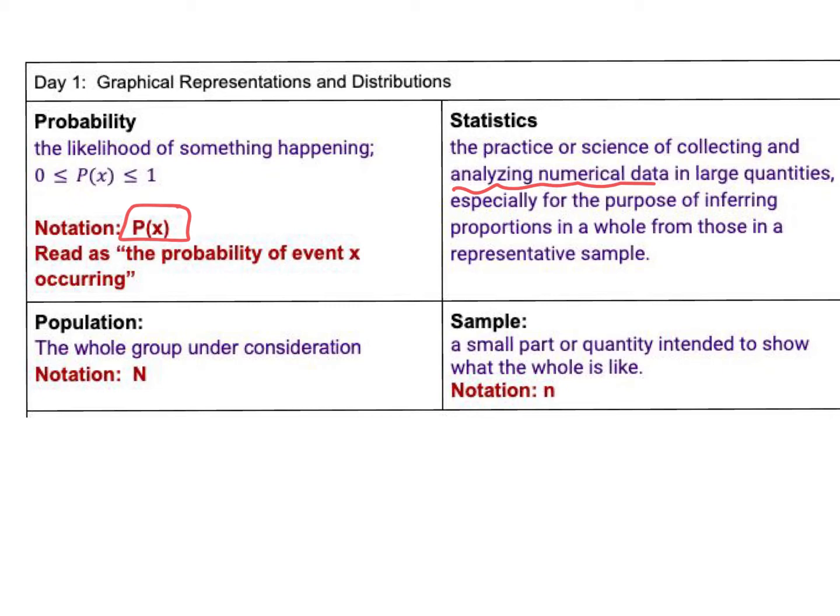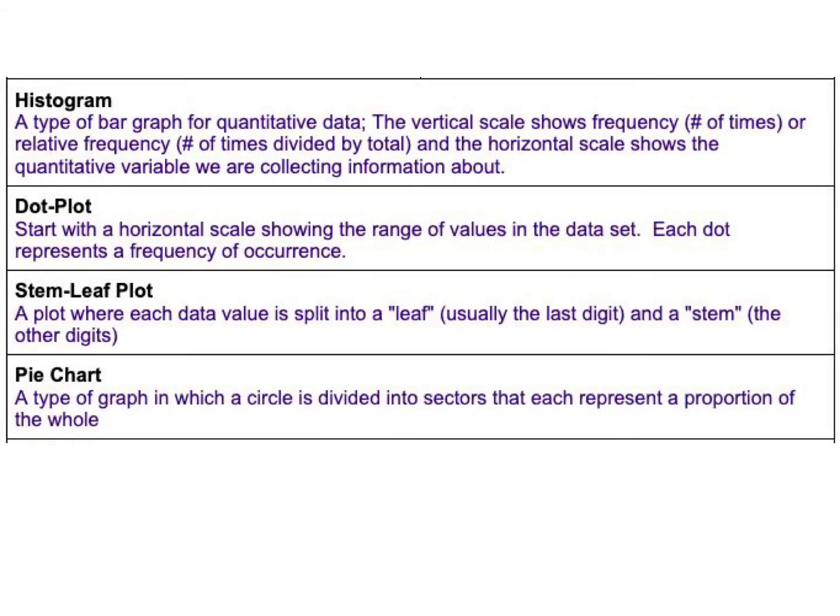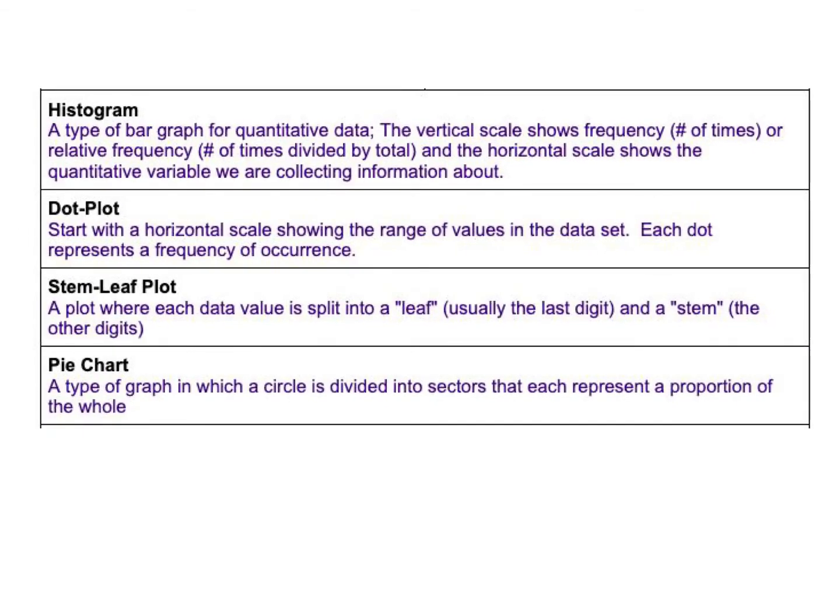I could try to, for instance, count how many people in this school have blue eyes. Would that be a good reflection of the world? Maybe not. Maybe it would be a better reflection of the state of Missouri as a population. But that's basically the difference. Population is the whole, sample is what you're taking data from. Make sense?